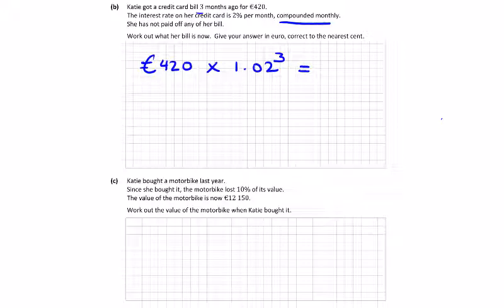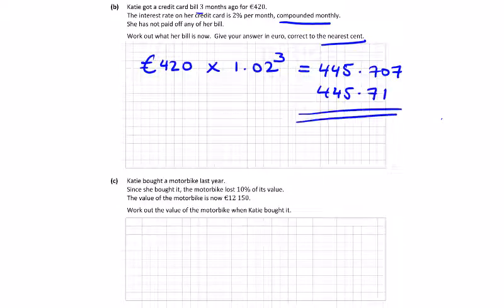Just calculator use, 445. We normally have to round in these questions to the nearest cent, 445.707. So you can see that will be 445.71 for her credit card bill. She also bought a motorbike last year. She's been busy. Since she bought it, it lost 10% of its value. So it's now worth 90%, 0.90.